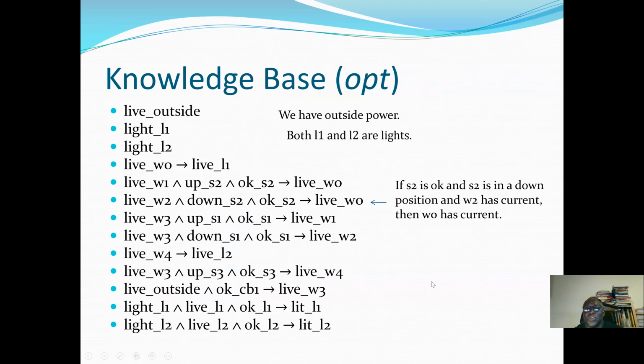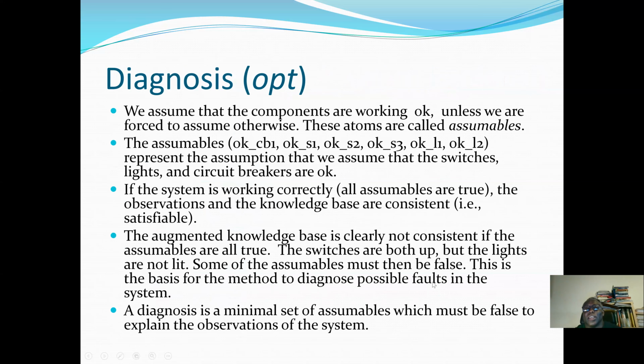So these are a few applications of propositional logic. The next is the diagnosis. So here we can assume that the components are working okay, unless we are forced to assume otherwise. These atoms are called assumables. So for most of the conditions here, we are assuming it. So here we have OK_CB1, OK_S1, OK_S2, OK_S3, OK_L1, OK_L2. They represent the assumption that we are assuming the switches, the lights, the circuit breakers are okay.